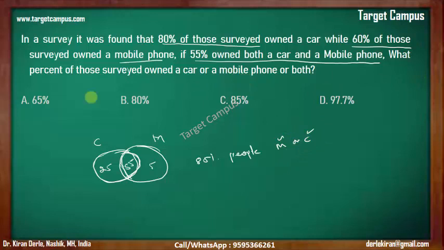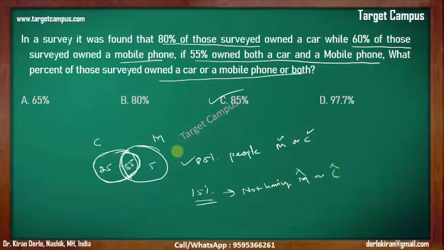What is the question? What percent of those surveyed own a car or a mobile phone or both? That's the question. 85%. Yes, so 85% is right. So 15% are not having a mobile phone or a car also. Hope you're getting it. So our answer is 85% here.